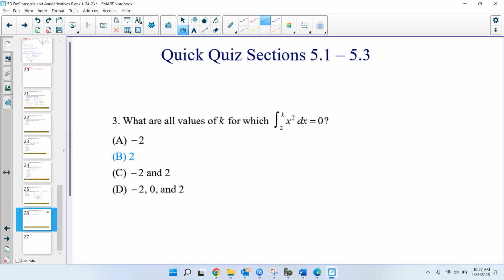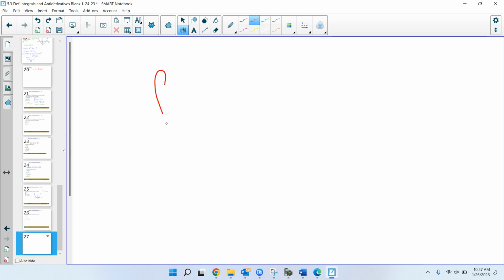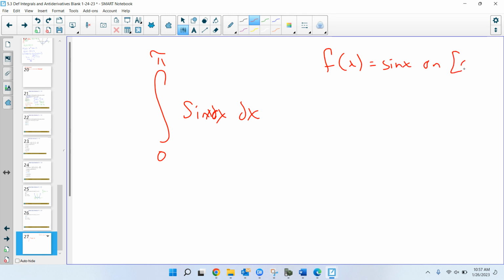All right, one more thing. I'm not gonna need to write anything down, but what was the problem I did? Sine of x dx. I went from 0 to pi, right? What if I asked you from 0 to pi, what's the average value of the sine of x function? So f of x is sine of x on the interval from 0 to pi. What if I asked you to find the average value of the function? You wouldn't just do this. You'd have to put what out front? 1 over pi out front, right?